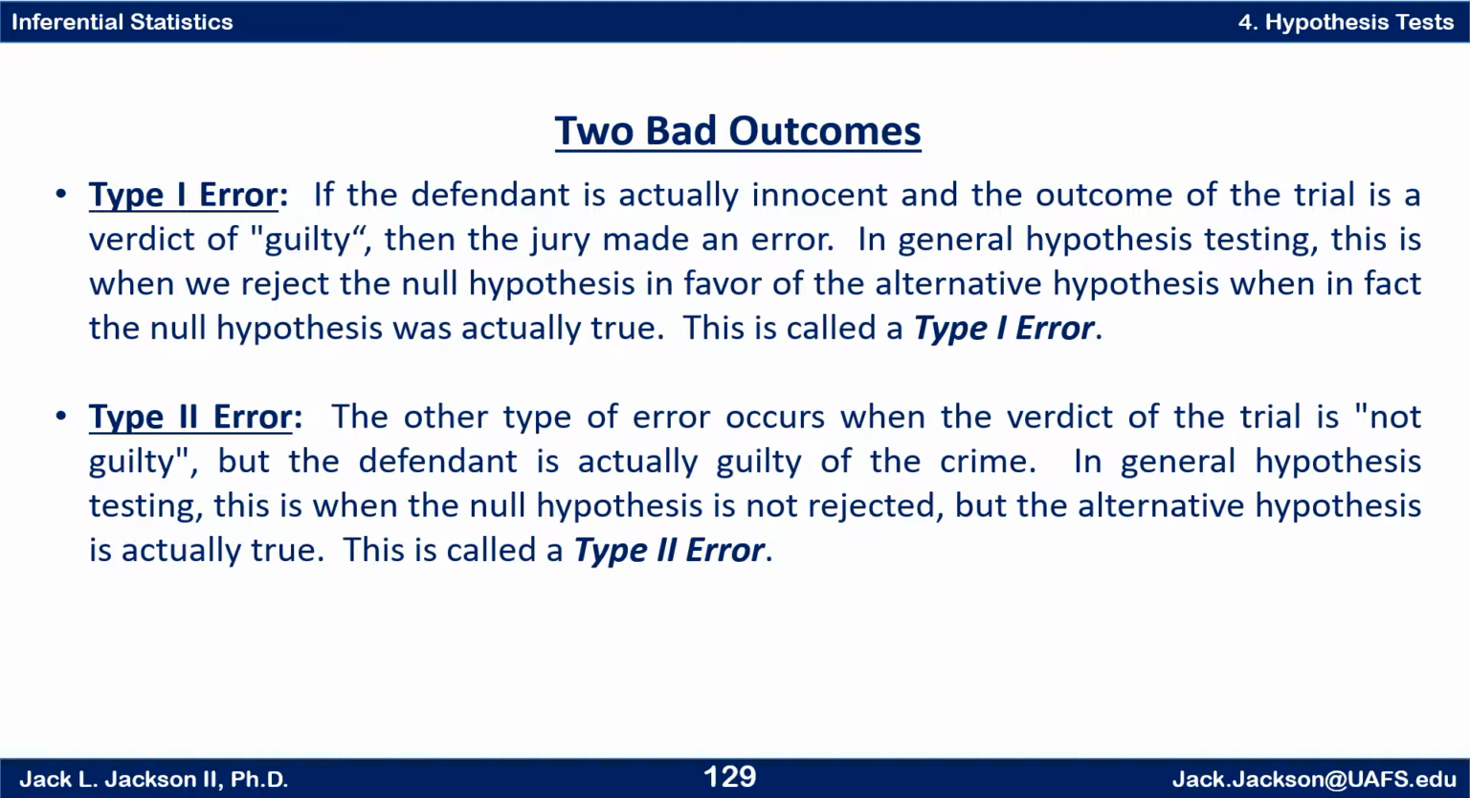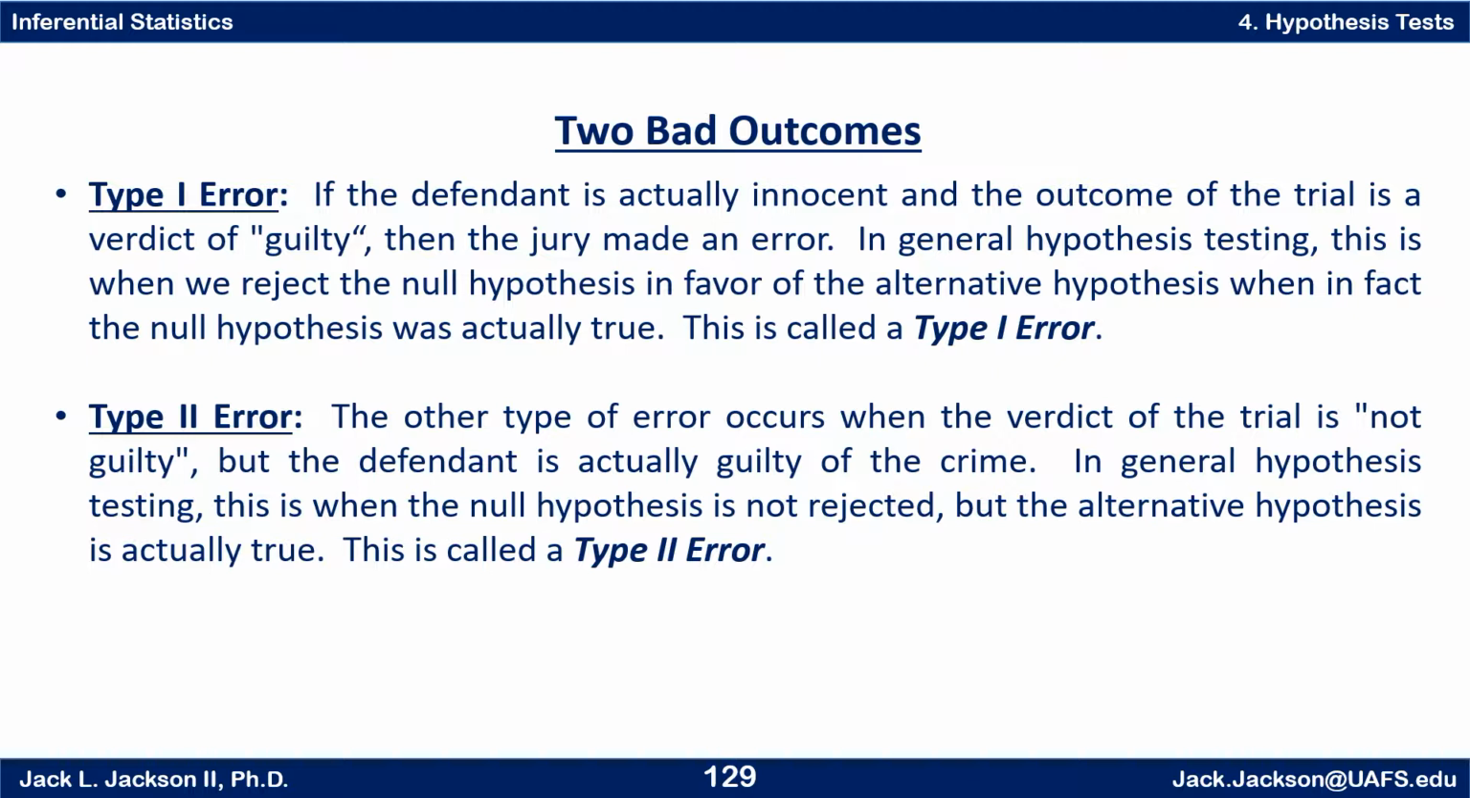This error occurs when the verdict of the trial is not guilty, but the defendant is actually guilty of the crime. In general hypothesis testing, this is when the null hypothesis is not rejected, but the alternative hypothesis is actually true. This is called a type 1 error. In the justice system, in a trial, do we ever have a type 1 error? Do we ever convict an innocent person? Sure, it happens. Hopefully not very often, but it does happen.